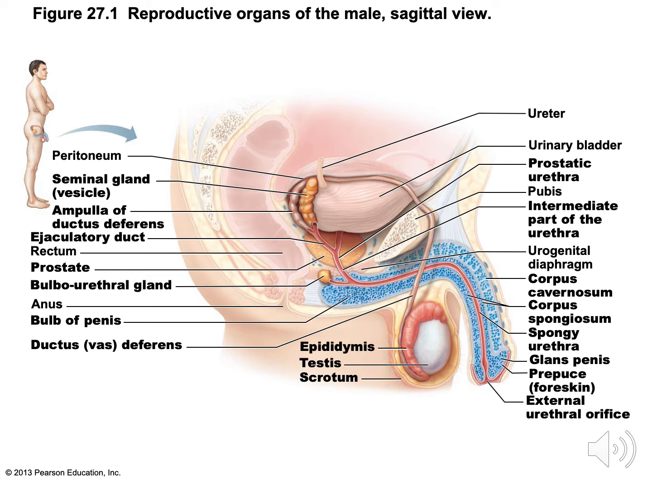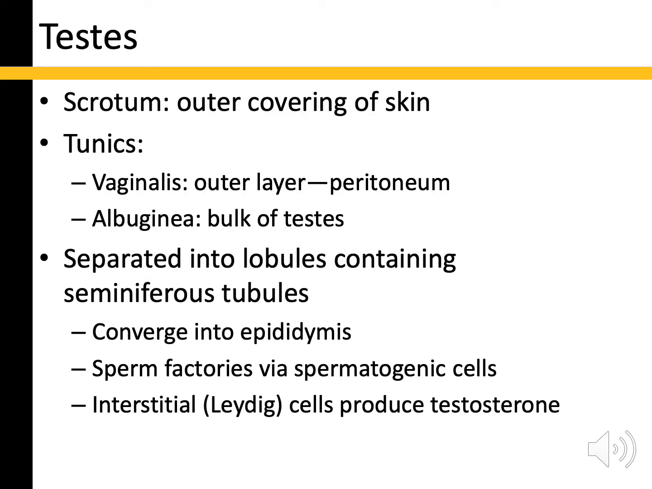So this is a side view, or a sagittal view, of the male reproductive system. I'm going to talk about a lot of these things as we go along and refer back to looking at images of these. But what we're going to do is start in the testes, and then work our way towards the exit point of the body. So we're going to start in the testes.